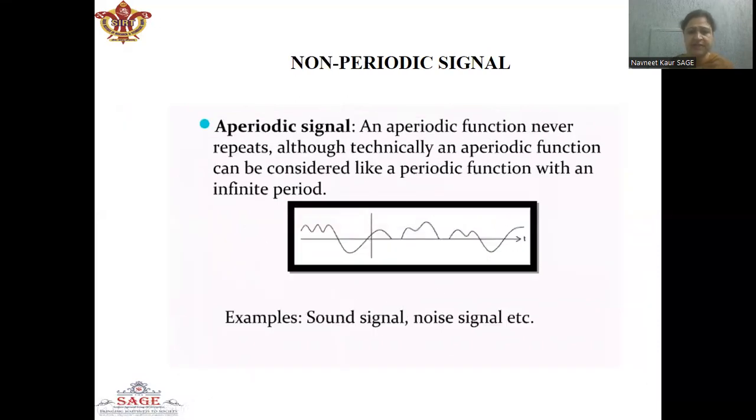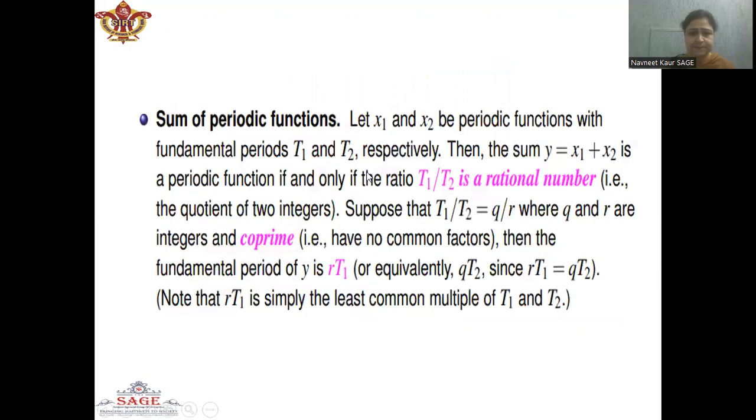So these two signals are periodic signals with period 2 pi. Now, a non-periodic signal is the opposite of a periodic signal. That means the pattern is not repeated for a non-periodic signal. Like we can say a noise signal or a sound signal, where the pattern is not uniform, or we can say an exponential signal. So these types of signals are non-periodic signals.